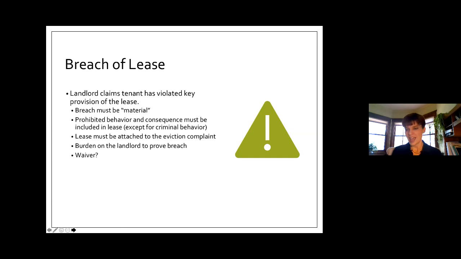Also, the lease must be attached to the eviction complaint if the eviction is for breach of lease. So when we send you the documents for the underlying case, the lease should be included with the complaint. If you get the documents from us and there's no lease attached to the complaint, that means there never was a lease attached to the original complaint. Finally, it's the burden of the landlord to prove the breach. It might be a little harder to raise those types of issues at the eviction expungement setting, but I just want to make sure that you are aware of how breach of lease works.